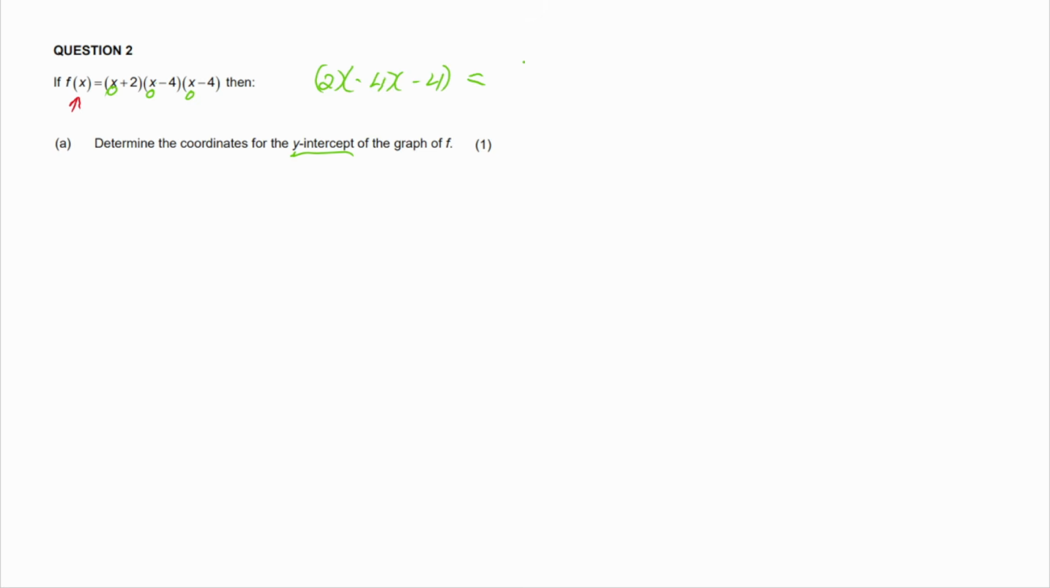Okay, so those two negatives will give us a positive. 2 times 4 is 8. Oh, let's not even do that. Let's do 4 times 4 is 16. Double 16 is 32. Okay, so be careful that it asks for the coordinates of the y-intercept. So x is 0 and y is 32. Okay, you don't have to show working. You can just put this down over here.